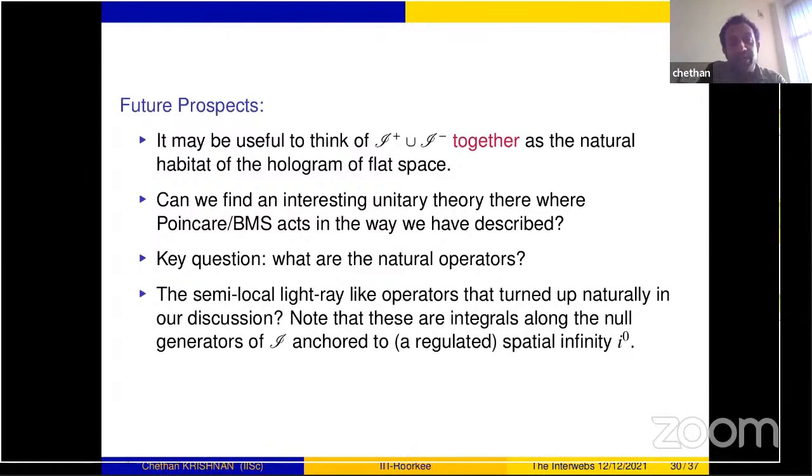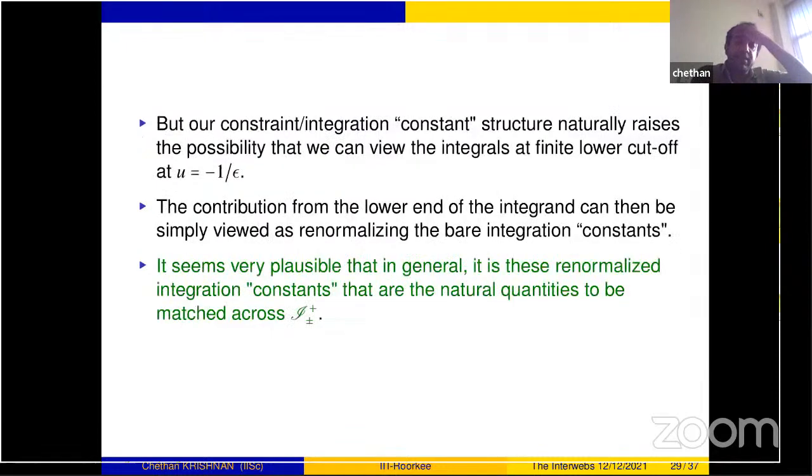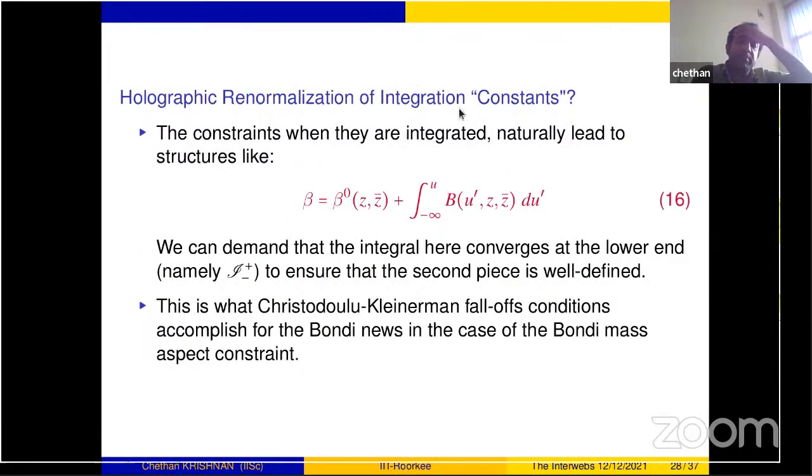So the basic message is that it may be useful to think of scri plus and scri minus together as a natural habitat of the hologram of flat space, or maybe some sort of analytic continuation of it. Can we find an interesting unitary theory there where Poincaré and BMS act in the way that we have described? The quick question is, what are the natural operators that might live there?